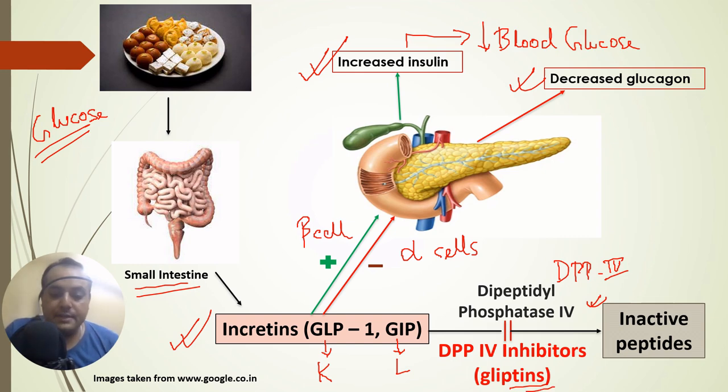So if the DPP4 is inhibited, the level of incretins will be higher because they can't be degraded now. So this higher level of incretins is going to stimulate the beta cells and inhibit the alpha cells, and ultimately there will be increased insulin and decreased glucagon, and finally the end result will be a decrease in the blood glucose. So that is how the gliptins act on a patient of type 2 diabetes mellitus.